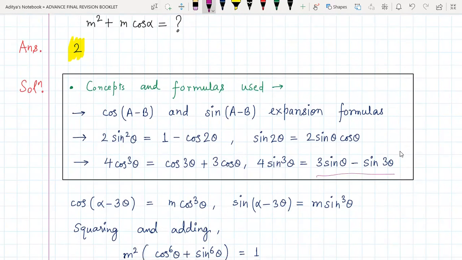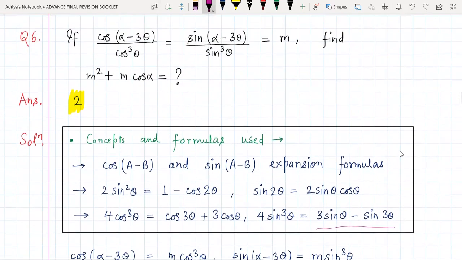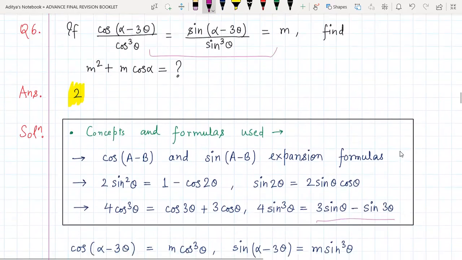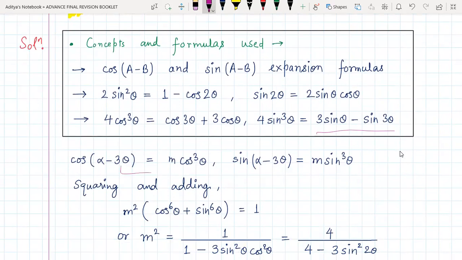Now, what we are going to do as the very first step is we are going to cross multiply in this equation. So cos of alpha minus 3 theta would come out to be m cos cube theta, and sine of alpha minus 3 theta comes out to be m sine cube theta just by cross multiplication. Now squaring and adding, what would we get? So the thing is, cos square plus sine square would give us 1. And here we will be able to take m square as common. Inside we'll get cos power 6 theta plus sine power 6 theta, right?